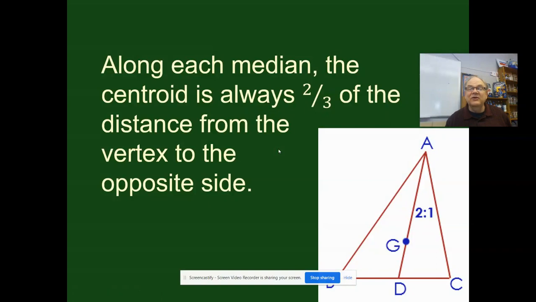And the big thing that's important about it is that when you have a centroid, it always divides up the median into two parts, one of which is twice as big as the other. So like the big part of this is 2 parts, the bottom part's 1. Big part by the angle is always twice as big as the small part.